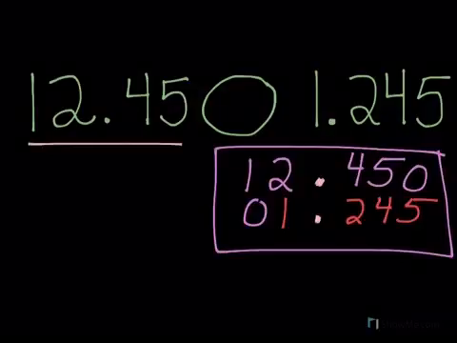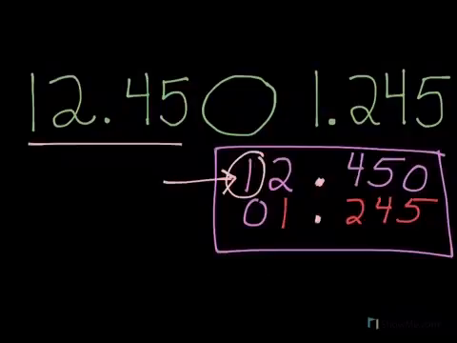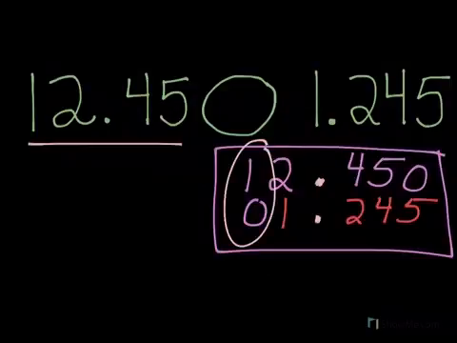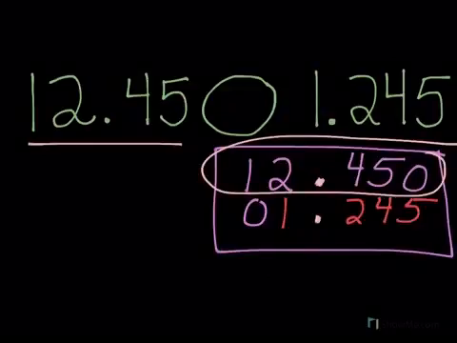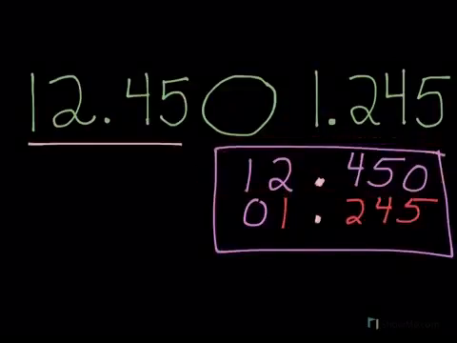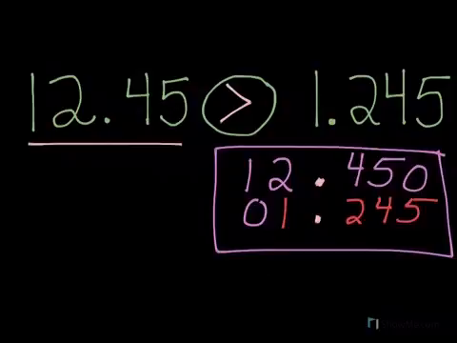So now I'm going to start at the far left-hand side at this place value. And I'm going to see which number is bigger. In this case, the 1 is clearly bigger than the 0. So I can compare these, and right off the bat, I know this decimal is going to be greater. So I'm going to draw my compare sign, reading 12 and 45 hundredths, which is of course bigger than 1 and 245 thousandths.